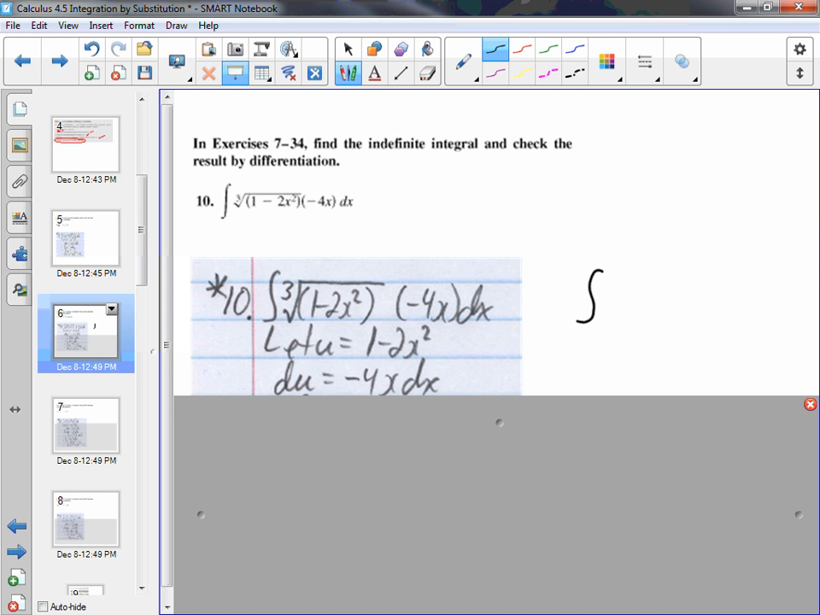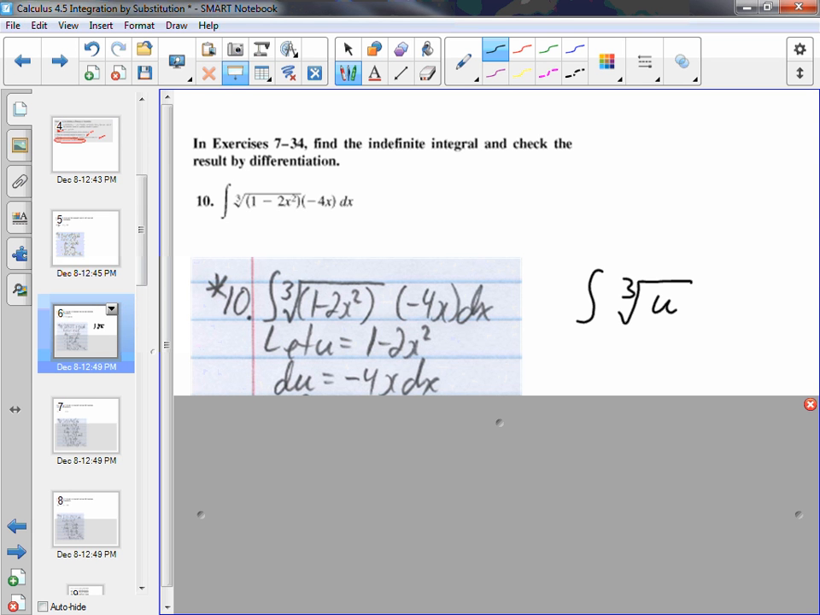No, du is not the integral of u. Du is the derivative of u. Then we'd be up the creek. Then we wouldn't be able to work the problem. Okay? So, the cube root of 1 minus 2x squared needs to now be written as the cube root of u. I'll get to the 1/3.